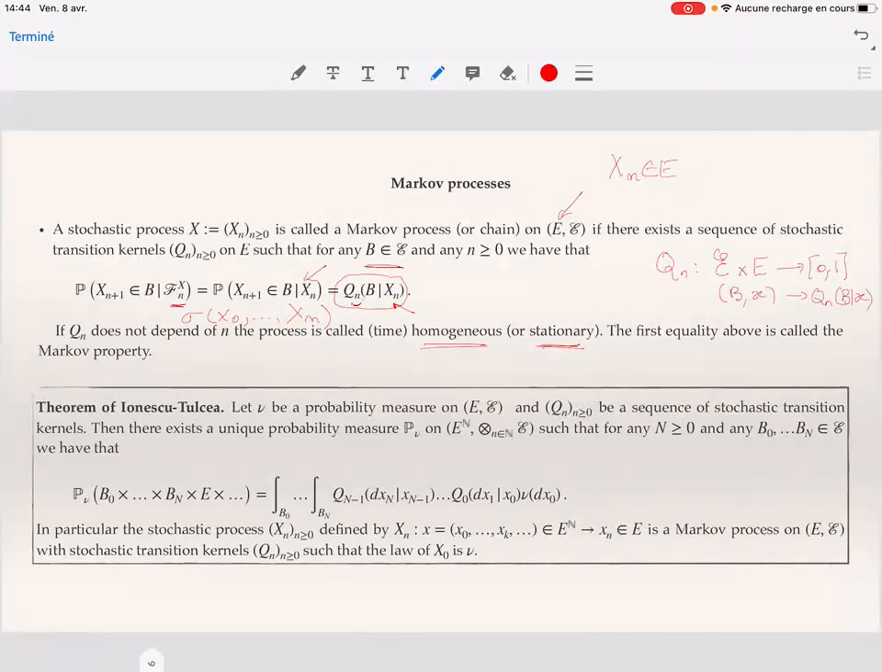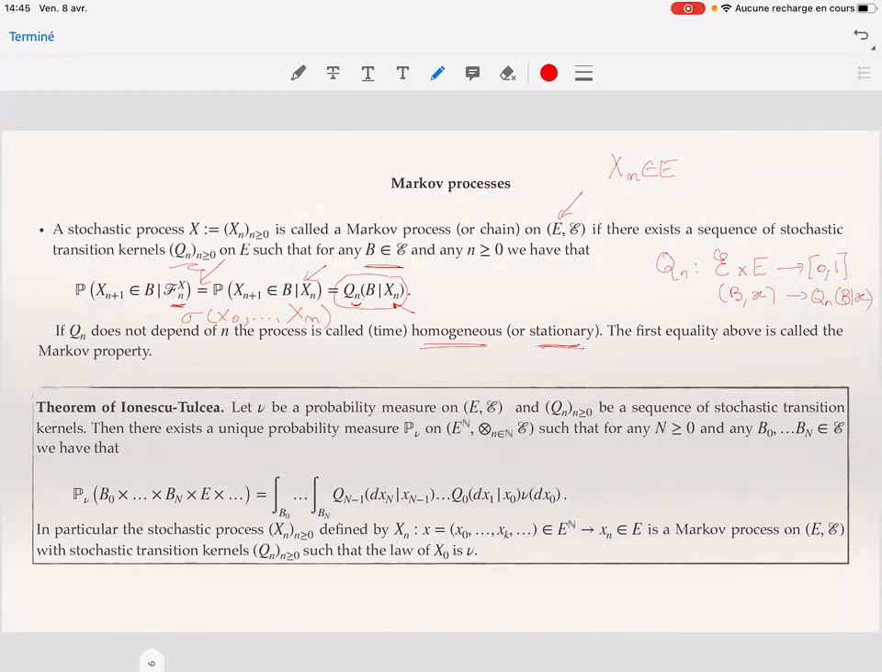And the first property is the Markov property: the fact that the state at time n plus one depends on the previous states only through the present time n. So this is the definition of Markov processes, and then you can ask, if I give you a sequence of transition kernels Qn, does there exist a Markov process with these transition kernels?